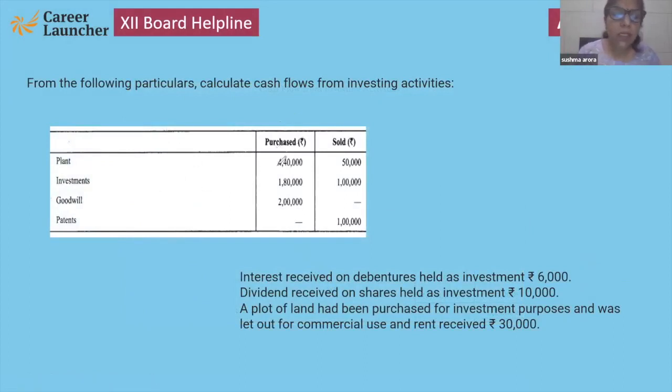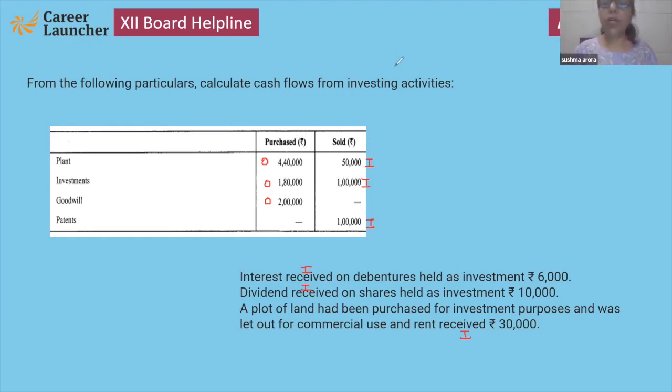Purchase means this is outflow. This is outflow. This is outflow. Sale means inflow, inflow, inflow. Okay, clear? Interest received, inflow. Dividend received, inflow. Rent received, inflow. Don't worry at all. Just add all the inflows and calculate all the outflows and find out the result. Simple. No need to make the account here. Why? Because clearly purchase and sales are given.